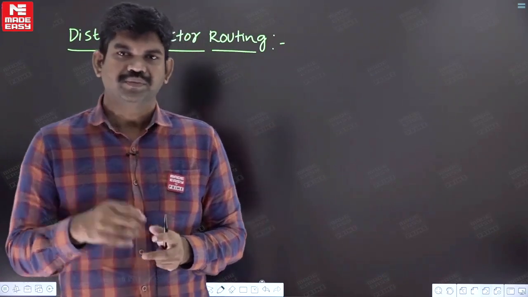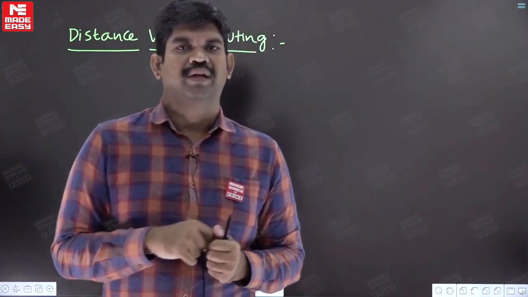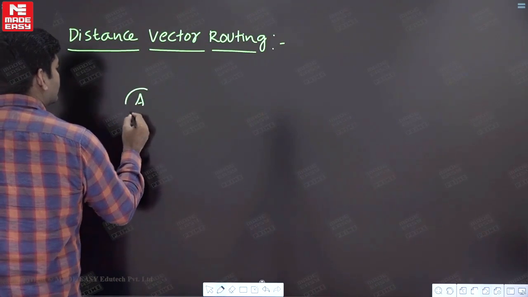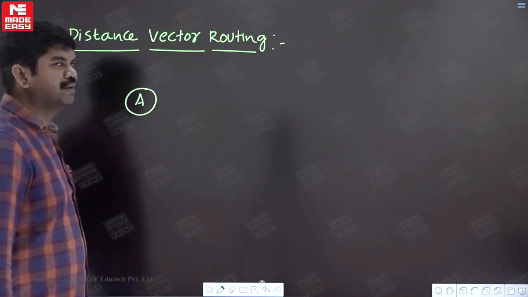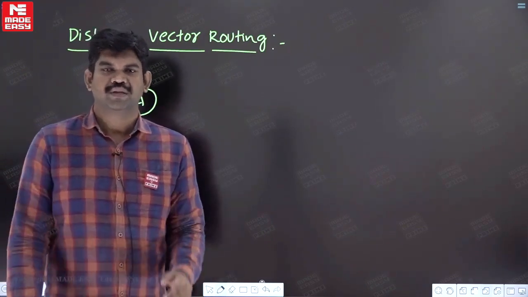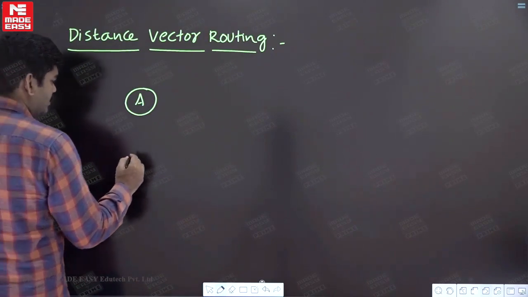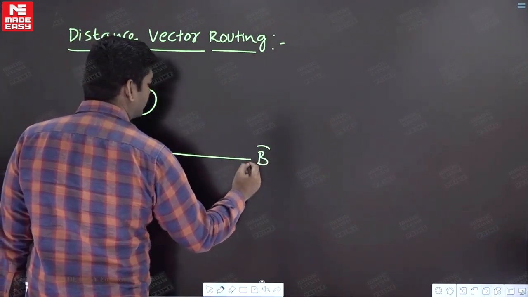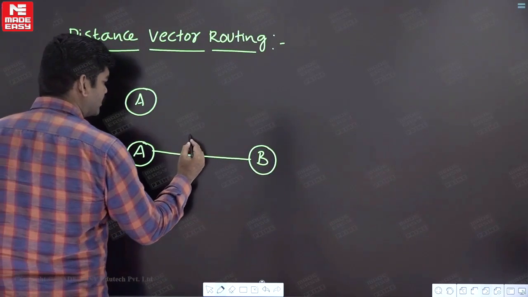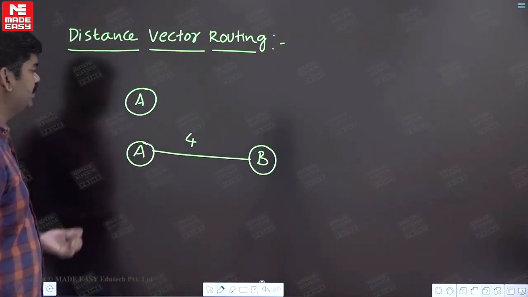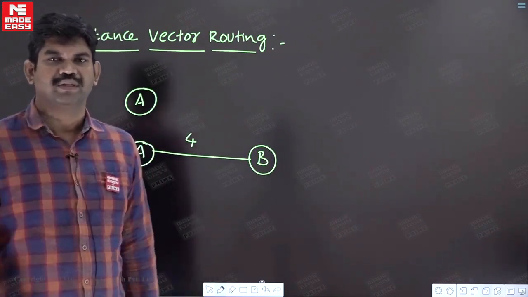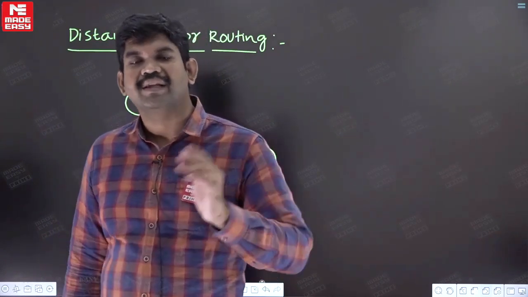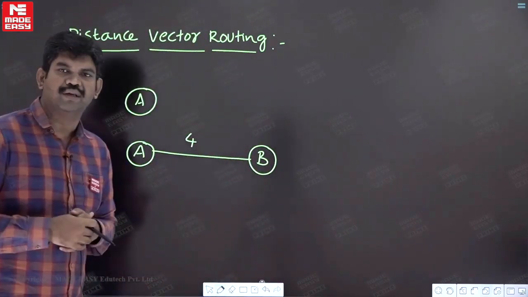So initially, the routing table of a router is what? Empty. For example, suppose A is the router, then its table will be empty. It will not have any information. After some time, suppose router A is connected to a router B with 4 units. Then the second important point is that every router will know the information of directly connected routers. For that, there is no need to apply any routing algorithm.